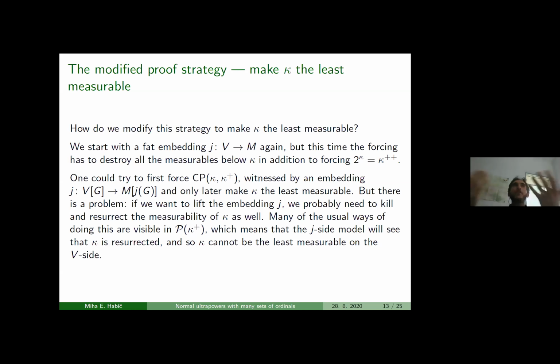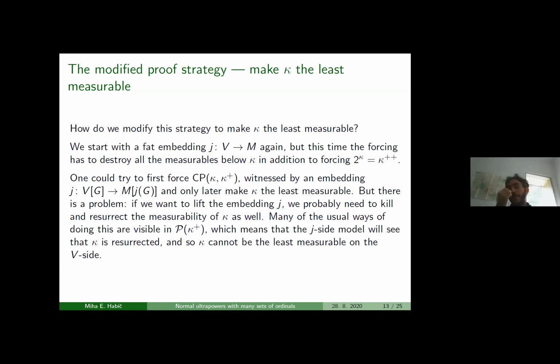If I give you this as a homework assignment, then you might sit down and say, all right, I don't know, I'll try some stuff. I know, Cummings told me how to make the capturing property work, and I know some different ways of how to make kappa be the least measurable. So maybe I'll do the capturing property first, and then I'll do some more forcing to make kappa be the least measurable. And I don't know, maybe something magical will save me again, right?